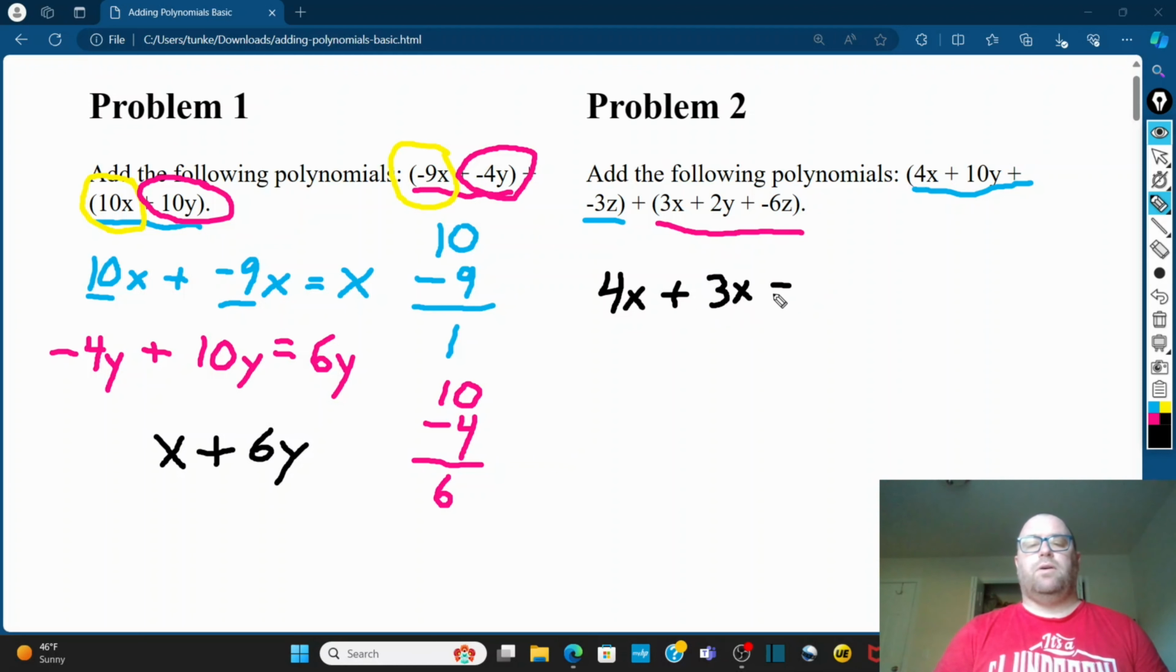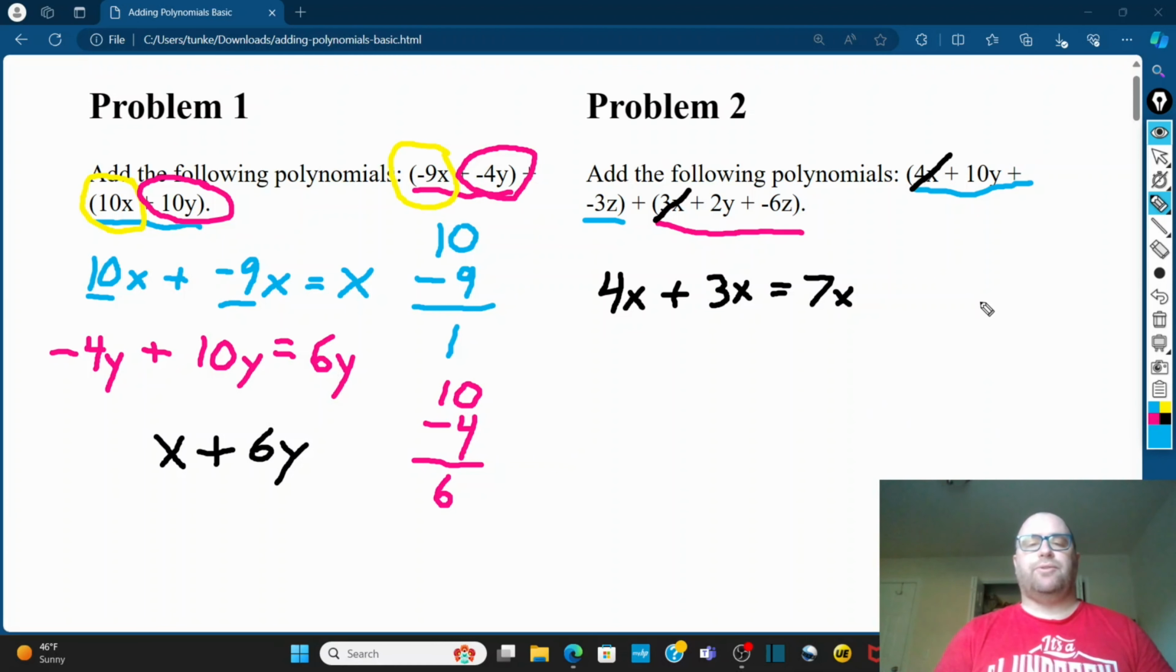And that's going to equal, we're just adding 4 plus 3, so 7x. And when I get more than just binomials, I'm adding them, I like to cross these off so I know I've taken care of them when I'm coming up with my solution.